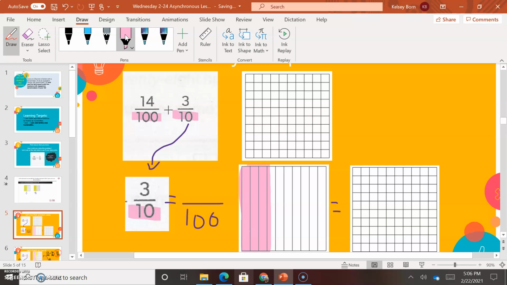Not my best work. But there's 3 tenths. So if I colored in 3 bars on this model, then I'm going to color in 3 bars over here.